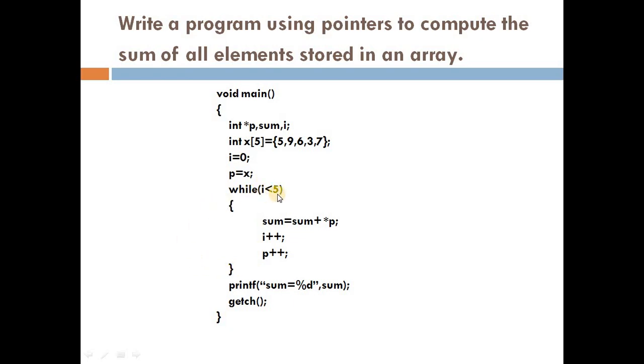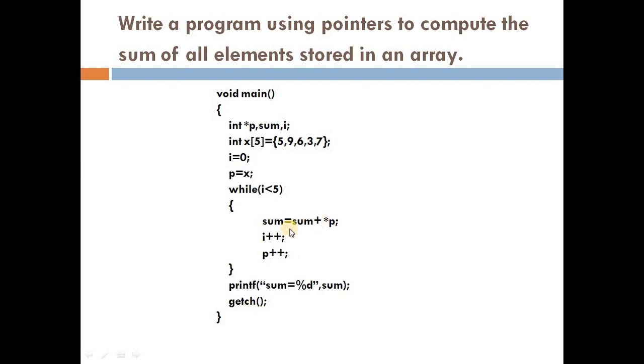Is 1 less than 5? Yes. Sum is equal to 5 plus the value stored at address 1002, that is nothing but the second element, that is 5 plus 9. Then increment both the values. This loop will continue till i becomes 5. Is 5 less than 5? No. Then come over here: printf sum is equal to the total calculated sum, and end of the program.